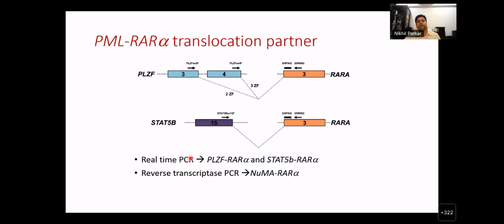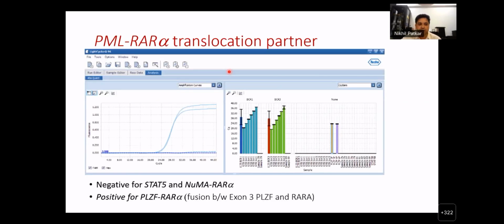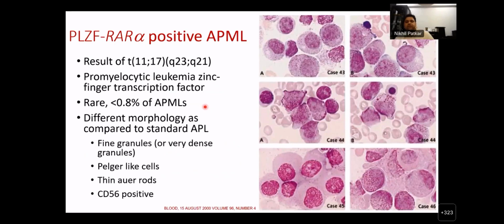Now, for this particular patient, when we did this previously, we used to look for PLZF RARA and STAT5B RARA, which were rather common fusions, and we performed real-time PCR to look for them. This particular patient is actually positive for PLZF RARA. This is a PCR amplification plot which shows that. So why am I describing this? Let's talk a little bit about PLZF RARA.